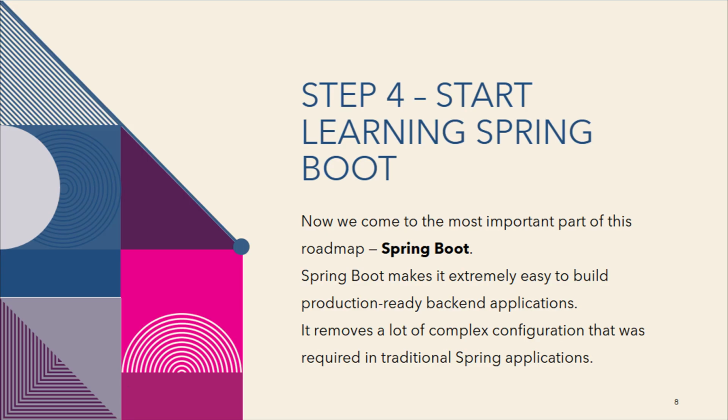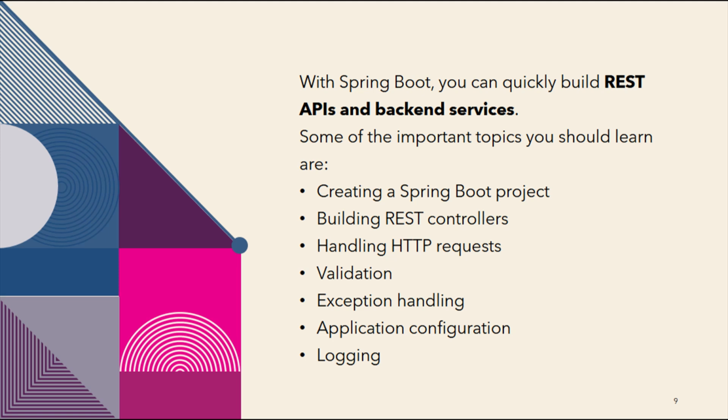Step 4. Start learning Spring Boot. Now we come to the most important part of this roadmap, Spring Boot. Spring Boot makes it extremely easy to build production-ready backend applications. It removes a lot of complex configuration that was required in traditional Spring applications. With Spring Boot, you can quickly build REST APIs and backend services. Some of the important topics you should learn are creating a Spring Boot project, building REST controllers, handling HTTP requests, validation, exception handling, application configuration, logging.